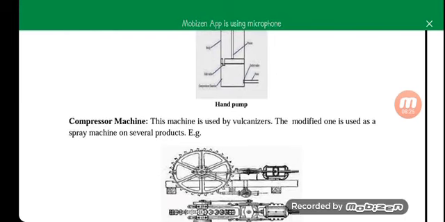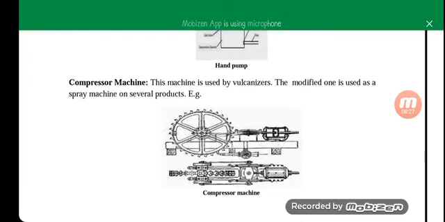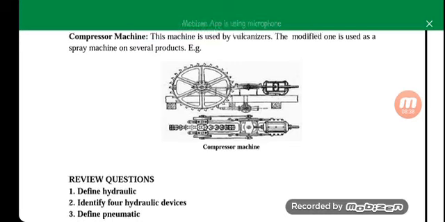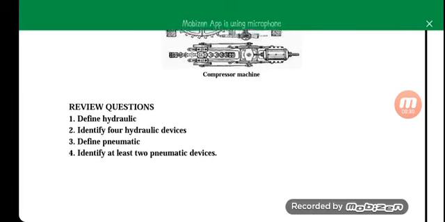Then the next one we have is the compressor machine. This one is used by vulcanizers. What you can see there is a modified one, because I'm not sure this is actually the main one, but this is the modified one. They use it, and so on and so forth.